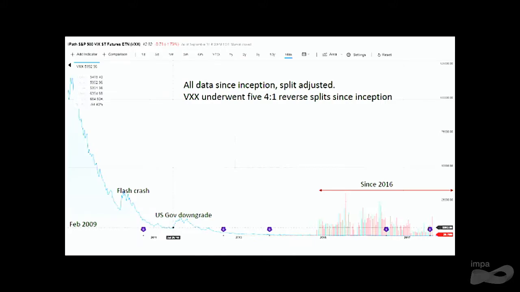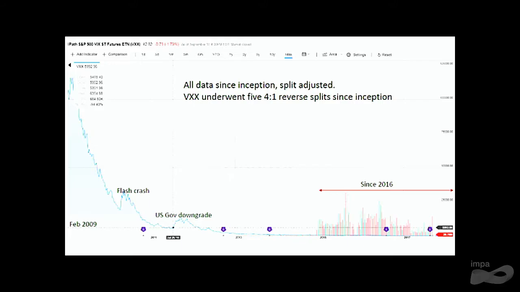This, for those in the back, is the graph of VXX since inception, adjusted for 5 splits. It starts at, I don't know, $5,992, and it finishes at $10 or $20. This is in the course from February 2009 until today. So February 2009 until today, we're talking about what, 8 years. It went from 2,900 to 20, right?